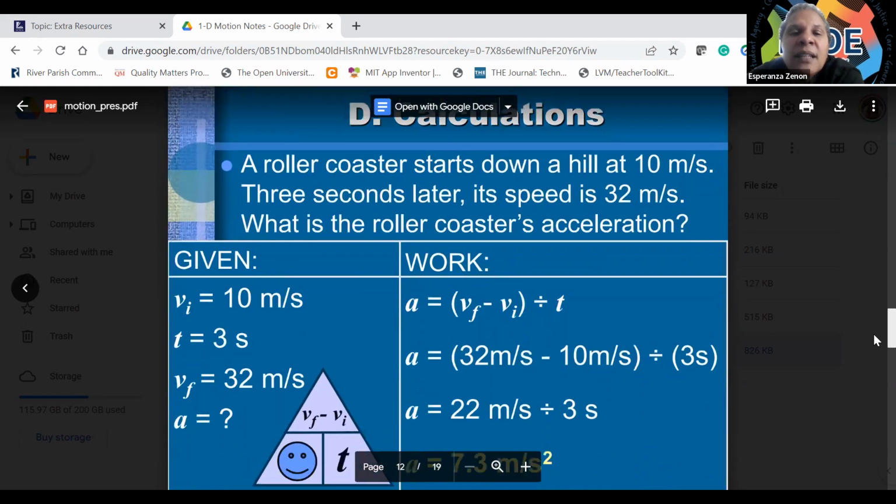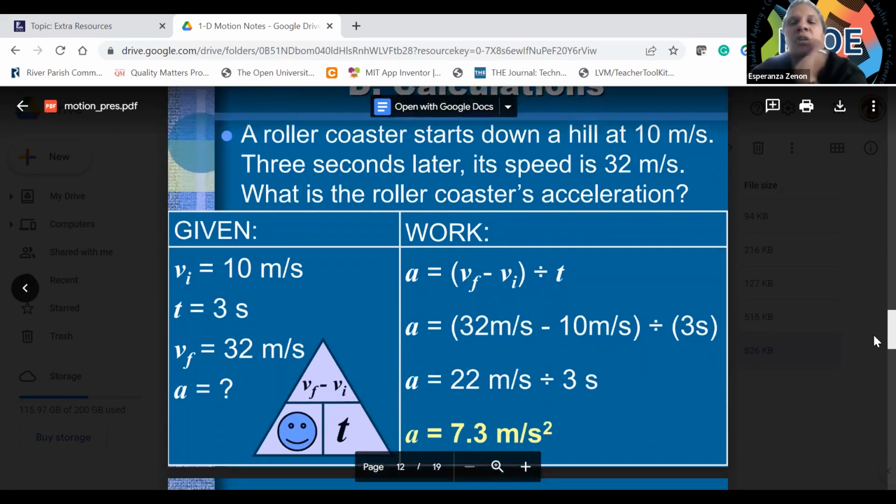Okay. Says here, a roller coaster starts down a hill at 10 meters per second. 3 seconds later, its speed is 32 meters per second. What is the roller coaster's acceleration? Well, just from the way they describe the problem, we know that this roller coaster is zooming down the hill and it's getting faster, okay? Speeding up. So if it's speeding up, it means it has an acceleration.